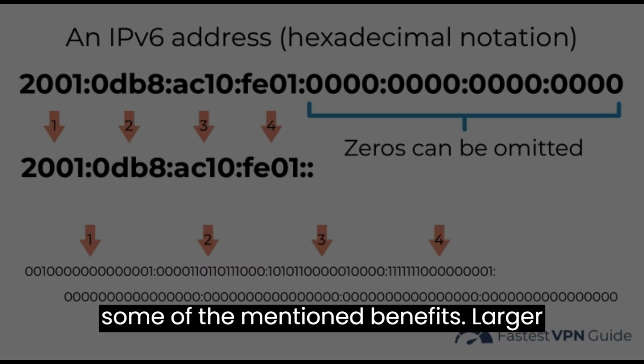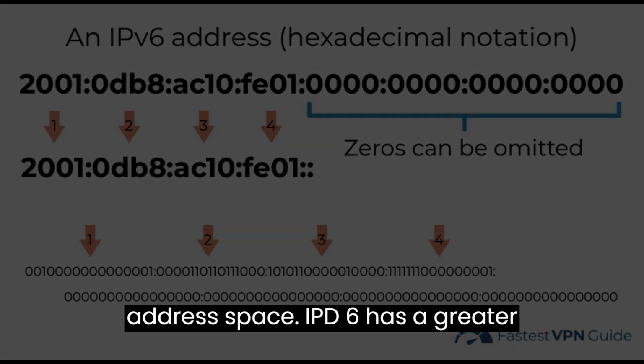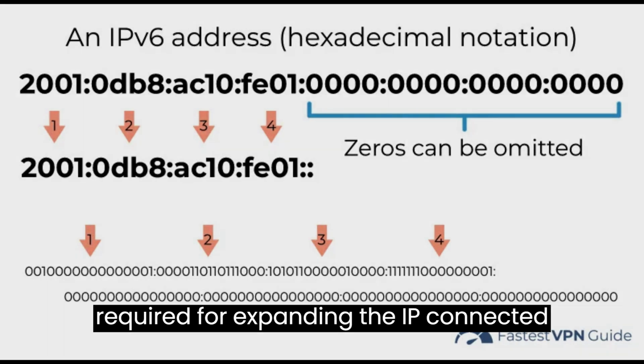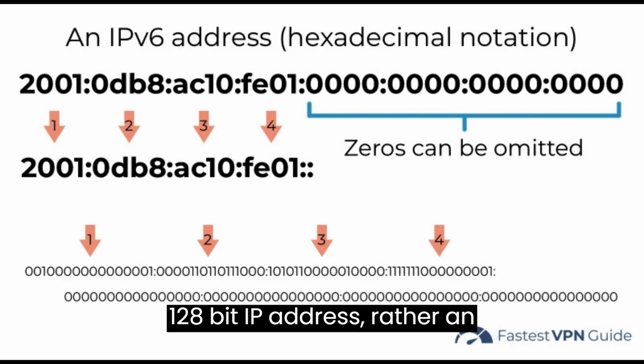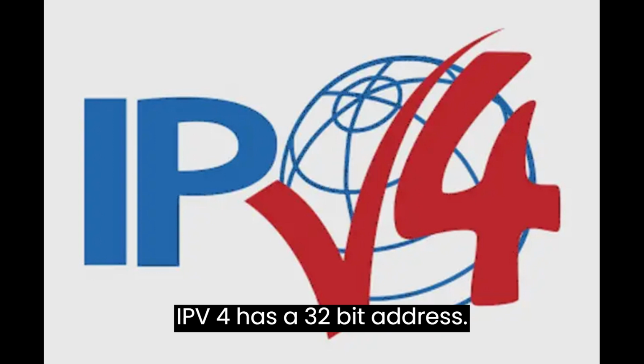Here are some of the benefits. Larger address space. IPv6 has a greater address space than IPv4, which is required for expanding the number of IP-connected devices. IPv6 has a 128-bit IP address, whereas IPv4 has a 32-bit address.